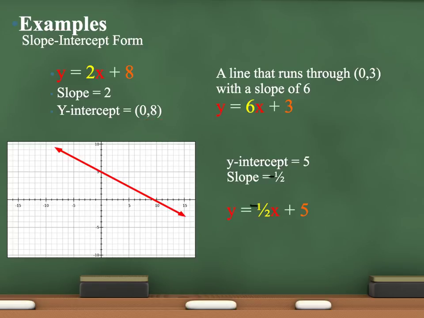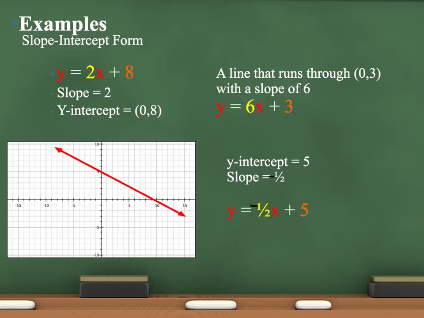The equation for a line that runs through the point (0, 3) with a slope of 6 is y = 6x + 3. As you can see, this is the y-intercept, so we put it as the b, and the slope is 6, so we put it in the place of m.